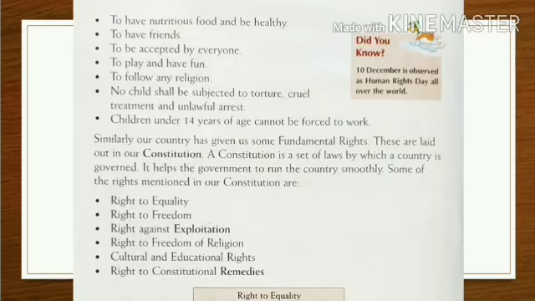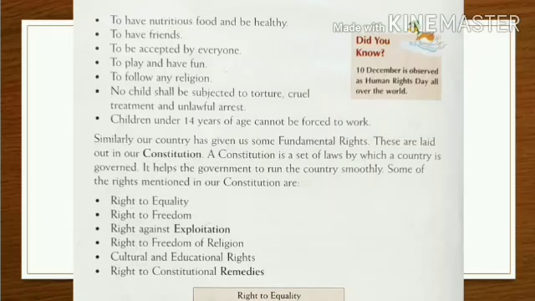Now what is a constitution? Constitution is actually a book where all the rules and laws are written. It is a set of laws by which a country is governed. The government and all the citizens follow all the rules and regulations mentioned in the constitution. And with the help of rules, the government also governs the country, runs the country smoothly. Now we will learn about these rights and in what way we can enjoy them. So first let's see what are our rights.